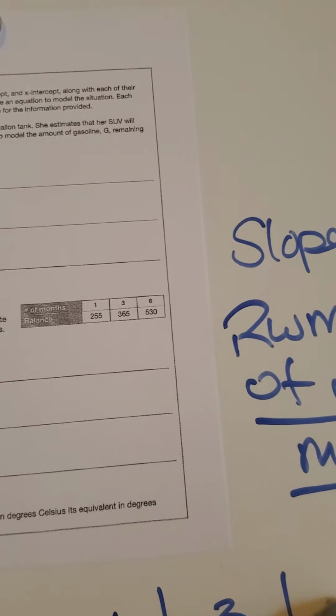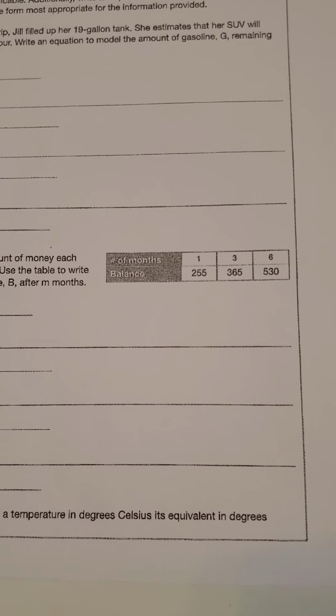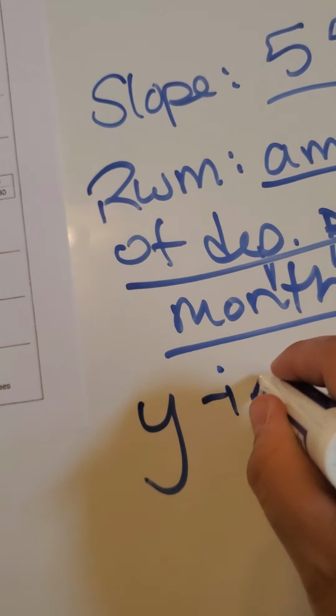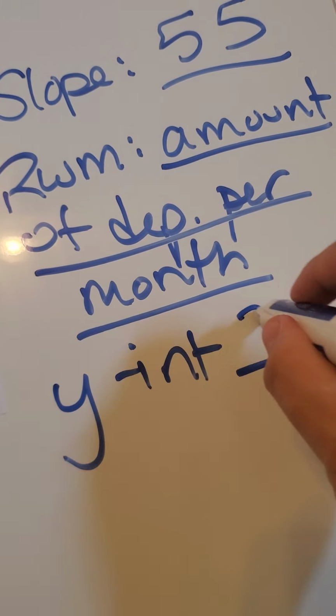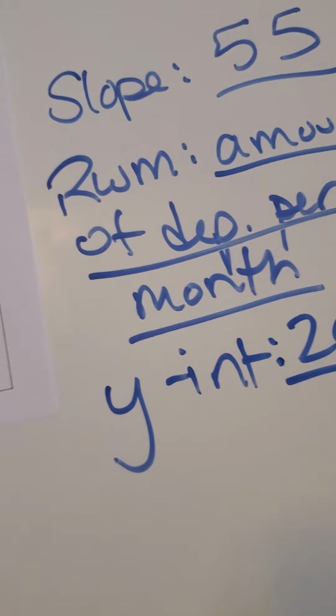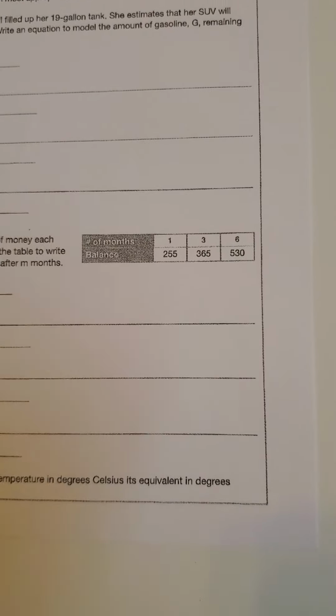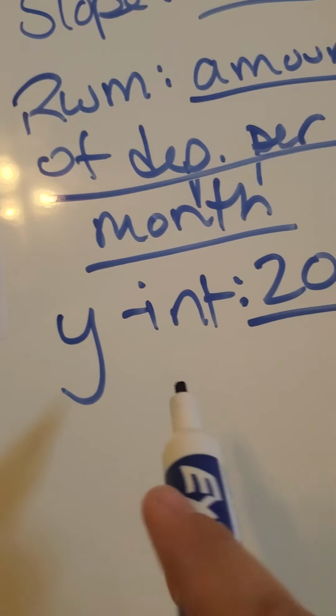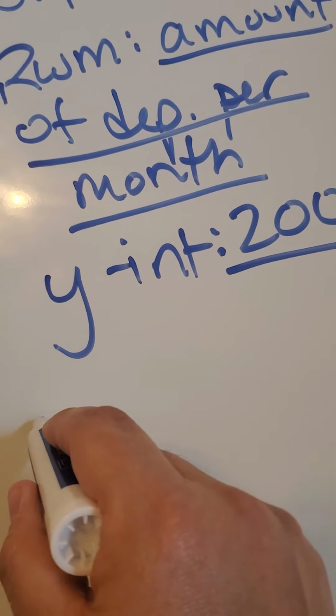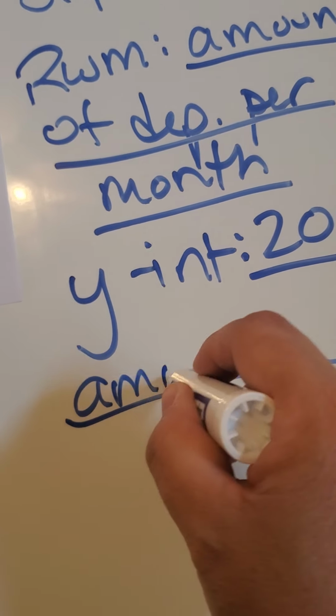Okay, now, if the first month he ended up being at 255, he started out at $200, right? Because at 255, he's already deposited $55. So I got to subtract to go backwards to figure out at 0, it'd be at $200. So that's the amount he started with, right?